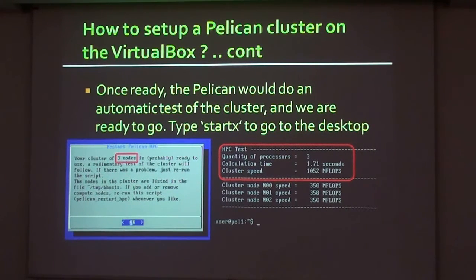Now that the difficult part is over, we are ready to work with John the Ripper. So now type startx to enter the GUI mode.